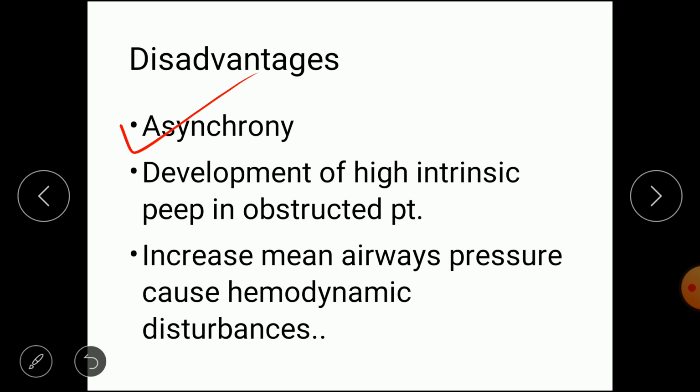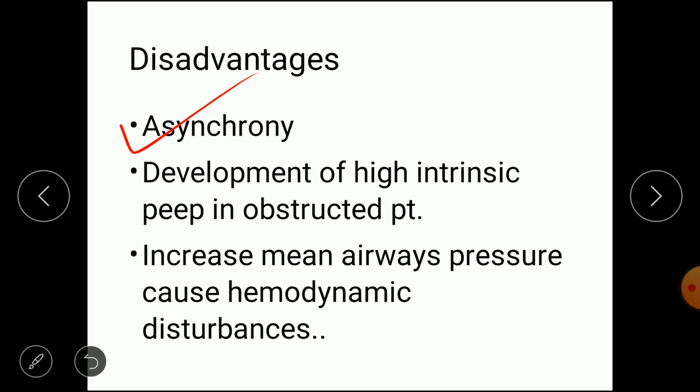Due to the continuous preset tidal volume provided to the patient, sometimes it is obstructed in a patient, so it develops high intrinsic PEEP, that means positive end-expiratory pressure is generated in the patient, and in obstructed patients generally it is shown.